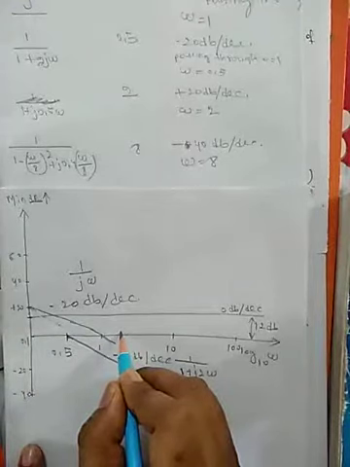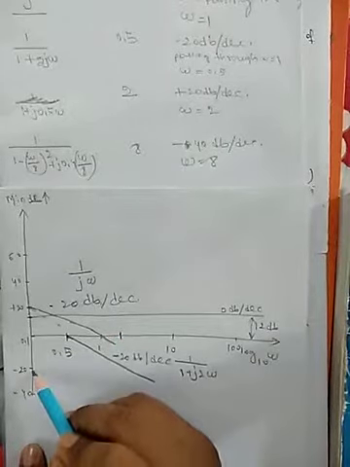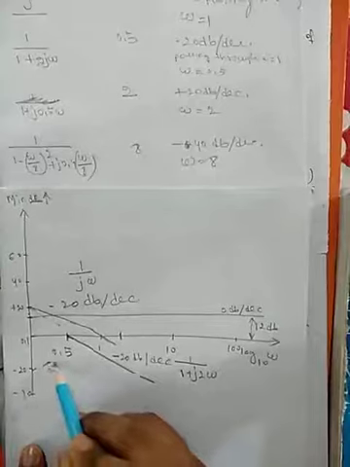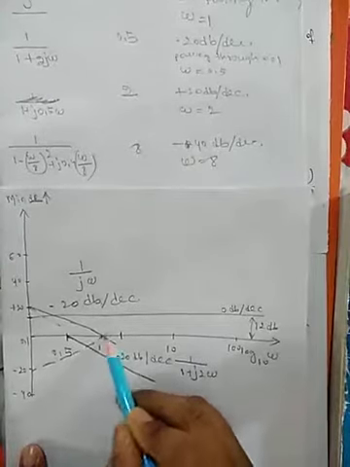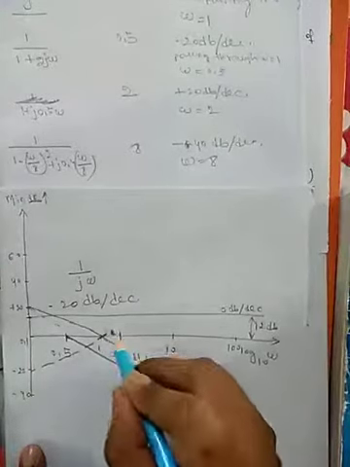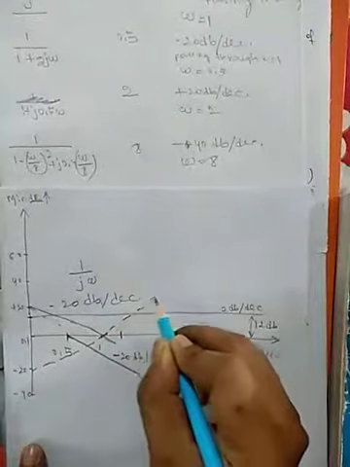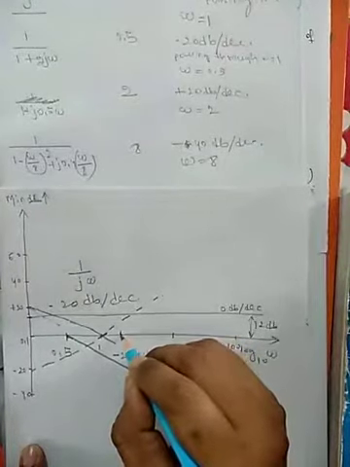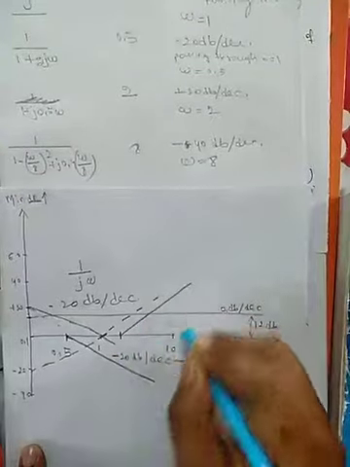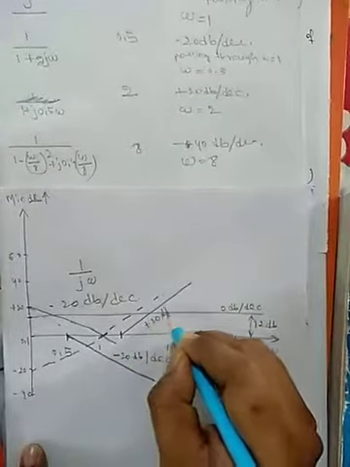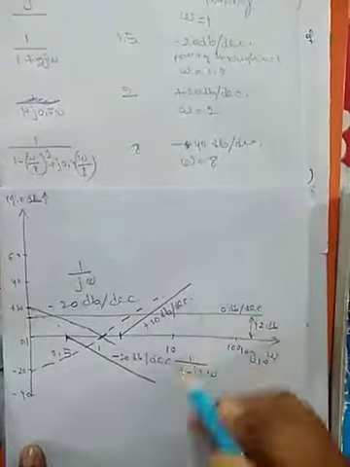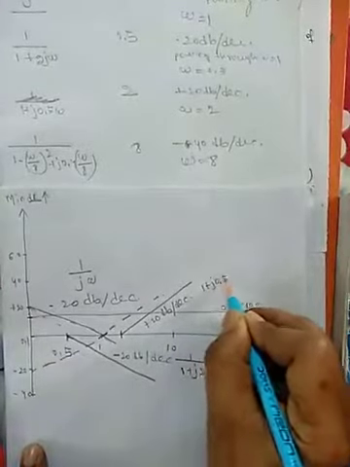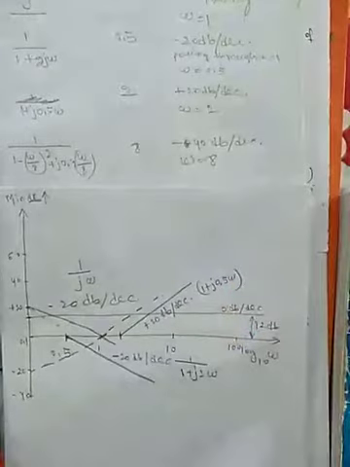So which one is plus 20? From this minus 20 point, you draw a straight line up to the first 10 division. This one is 1. Parallel to this line, you draw plus 20 dB per decade from here, plus 20 dB per decade for the 1 plus j 0.5 omega factor.